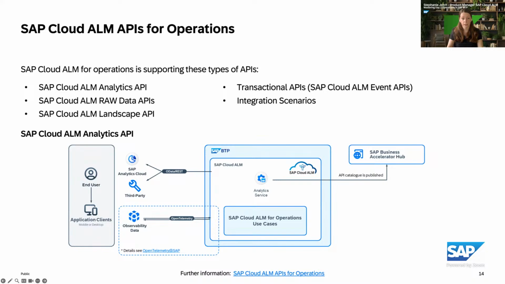At the bottom, you can see that the analytical APIs are usually based on OData and REST. In the area where we are now, this is open observability data and OpenTelemetry, which we use. You can also find the analytics APIs in the Business Accelerator Hub.